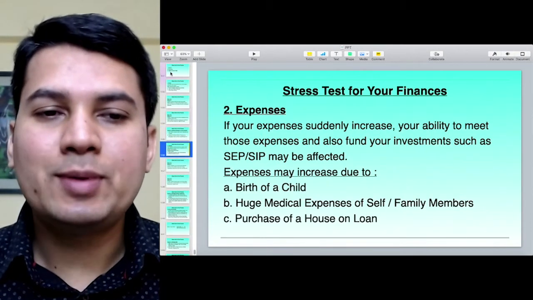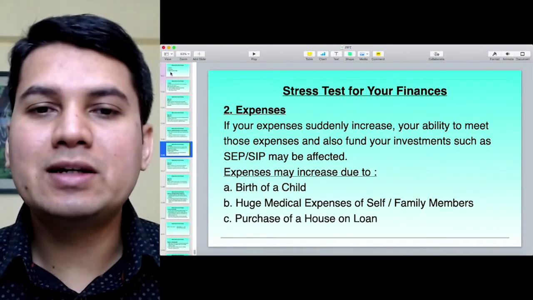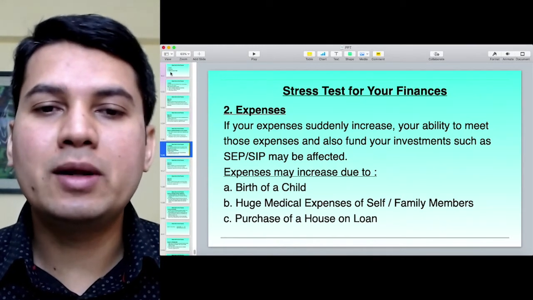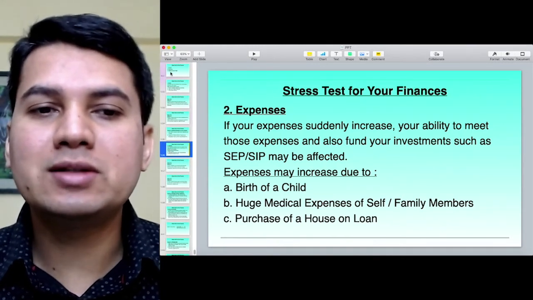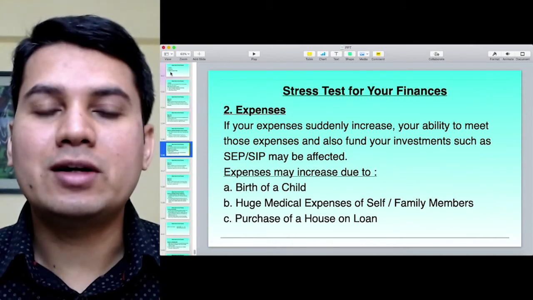Number two, expenses. If your expenses suddenly increase, your ability to meet those expenses and also fund your investments such as SIP may be affected.